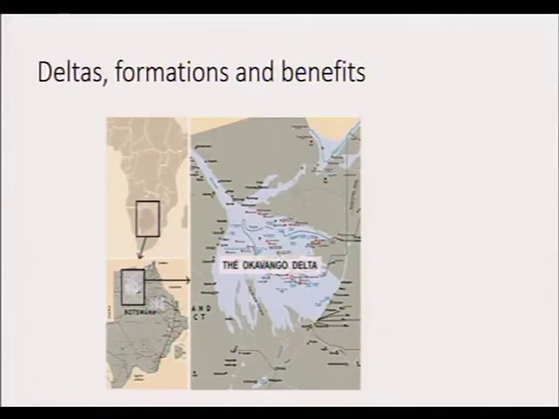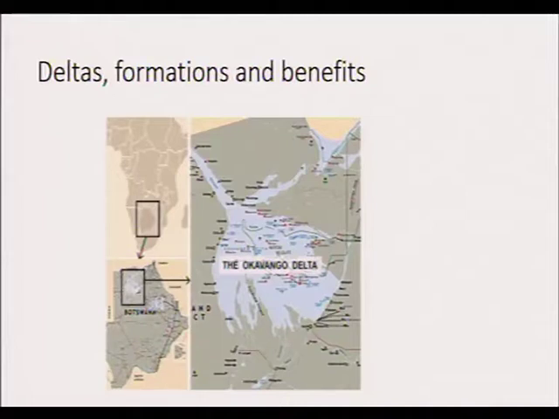ends, before reaching the mouth of the river, which would be the point where it reaches the ocean. But if it doesn't reach the ocean, it ends in a delta. So the Okavango River didn't manage to reach the Indian Ocean. Instead, it formed a delta which is in Okavango, in Botswana.